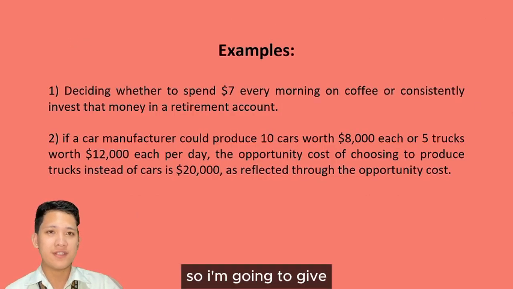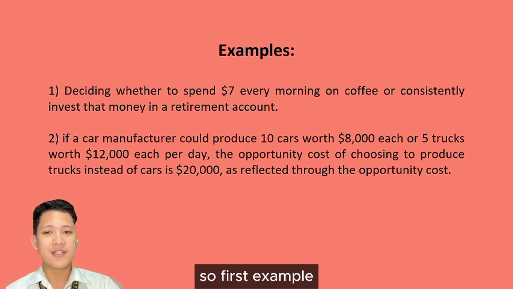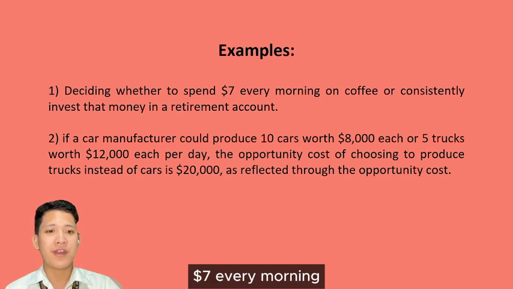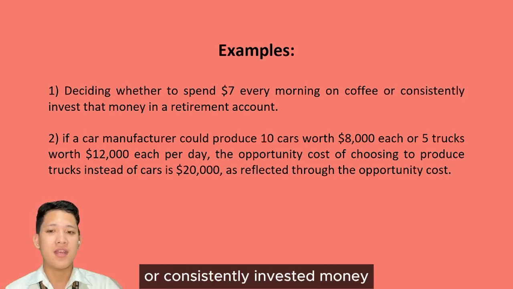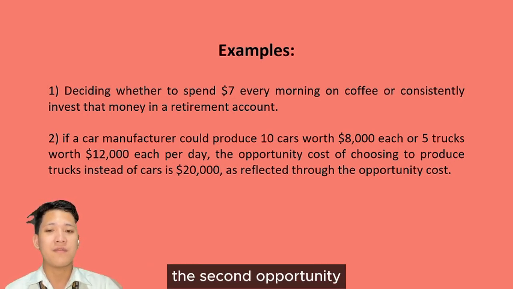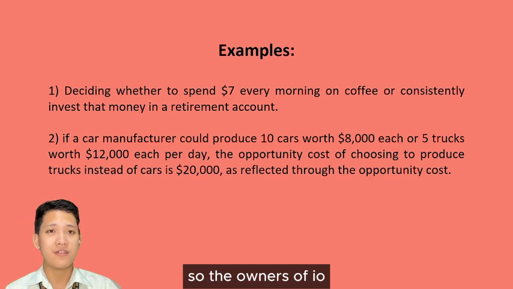Good day everyone. So I'm going to give you an example about opportunity cost. First example, deciding whether to spend $7 every morning or consistently invest that money in a retirement account. Obviously if you're not a coffee addict, you will choose the second opportunity, which is to consistently invest that $7 each day in your retirement account, which is about $2,555 per year. So that's very big.